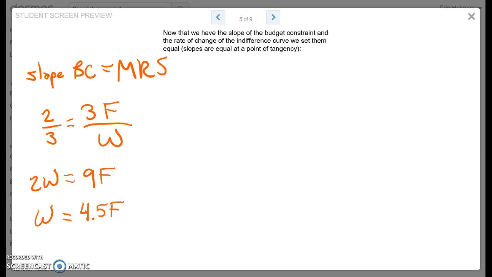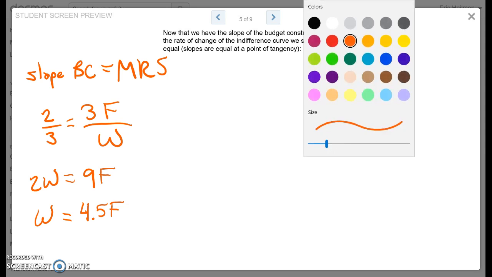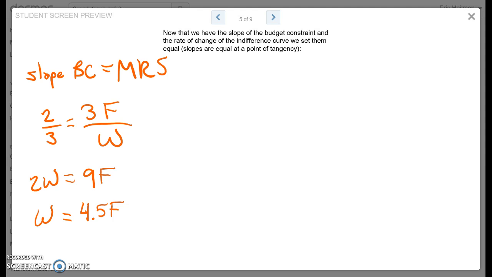You're going to end up getting the same answer no matter which one you do. So what we know at this point is that whatever bundle we end up consuming, we should consume in a certain ratio. However much food we're consuming, we should consume 4.5 times as much water as that. But that doesn't tell us specifically exactly how much food and water we will optimally end up consuming. It just tells us the ratio. If we know how much food we're having, it tells us how much water we should have. To finish the problem, we're going to have to come back to the budget constraint.